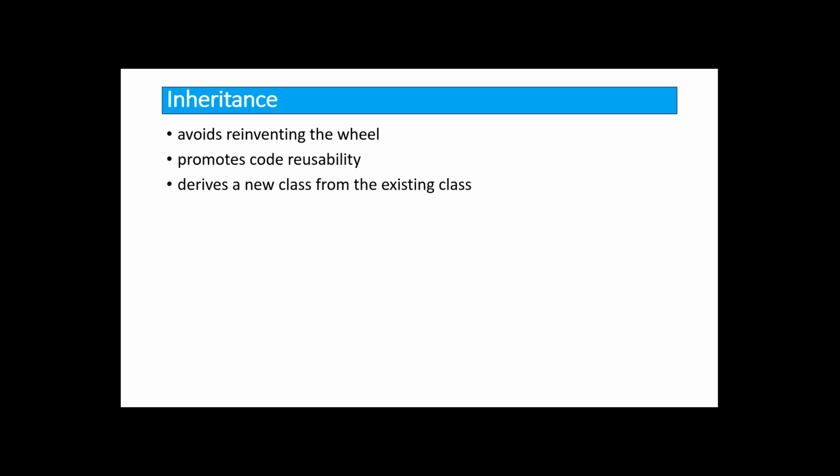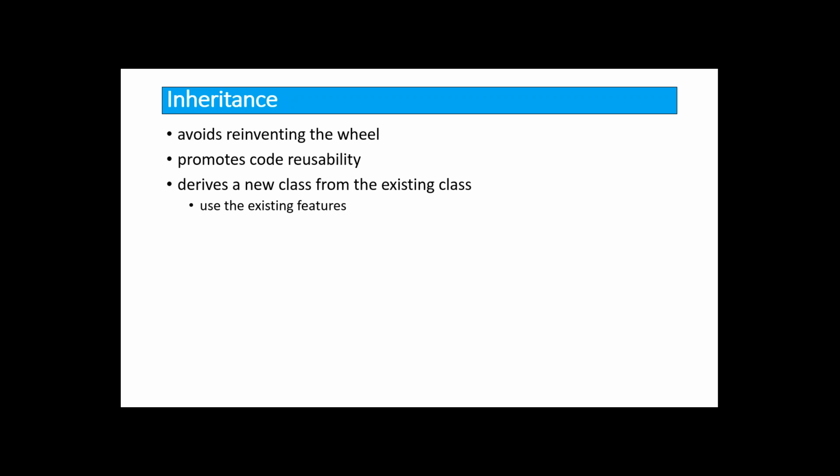And then you derive a new class from the existing classes. That is, if you are developing a new class that has all the features of the existing class plus its own new features, in that case you will not write the code for the existing class one more time. You will just inherit it. You will only write the code for the new features.